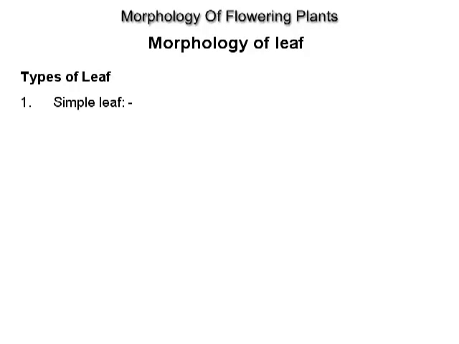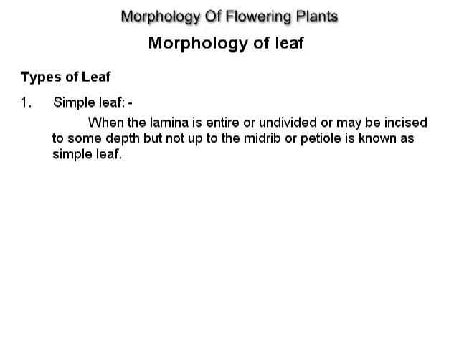Types of leaves. Simple leaf. When the lamina is entire or undivided, or may be incised to some depth but not up to the midrib or the petiole, it is known as a simple leaf. Example, mango and cotton.